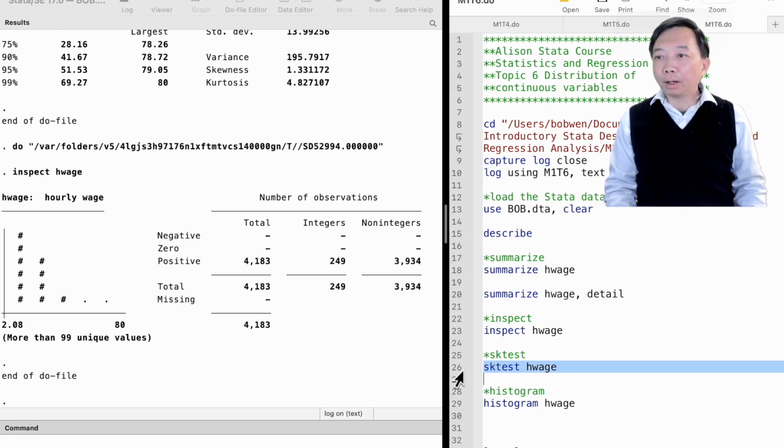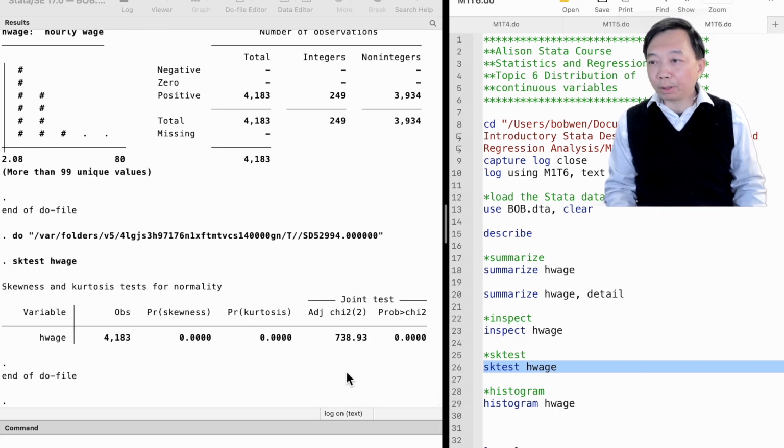Stata can perform a test for normality based on skewness and kurtosis using the sktest command, followed by the variable's name. The null hypothesis is that the variable is normally distributed. The statistic of 0 indicates that we reject the normality null hypothesis at any reasonable significance level, and conclude that the hourly wage is not normally distributed.